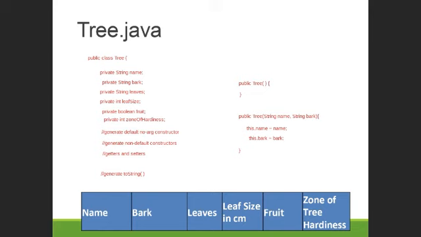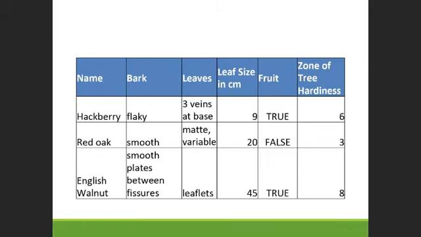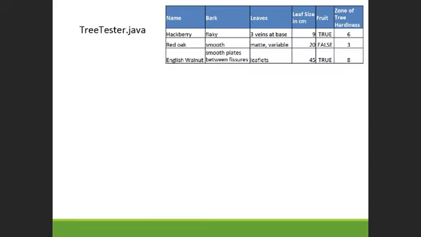Let's look at what a tree tester might look like. Now a tree tester is where our different objects are going to come into play. So our tree tester, public class TreeTester, does my TreeTester class need a main method in it? What do you think? Yeah, you bet. So there's my abbreviation for my public static void main. And then I can create a tree.